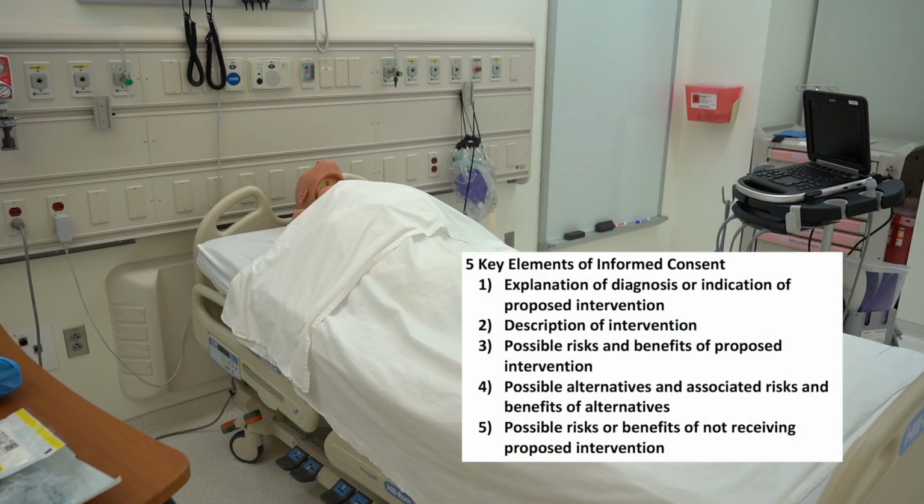The 5 key elements of informed consent are explaining the diagnosis and the indication for the proposed intervention, a description of this intervention, the possible risks and benefits of the proposed intervention, possible alternatives and associated risks and benefits of alternatives, and then possible risks and benefits of not receiving the proposed intervention.